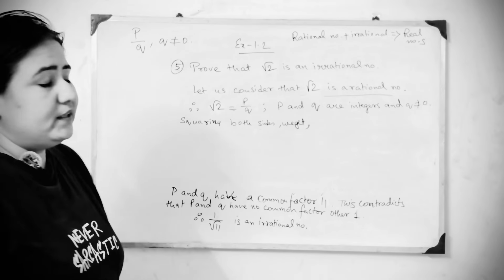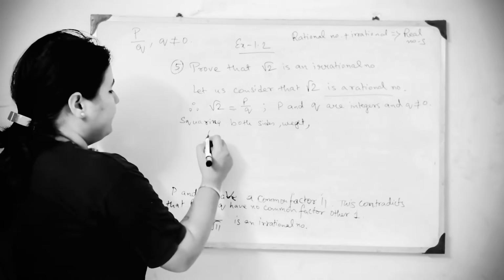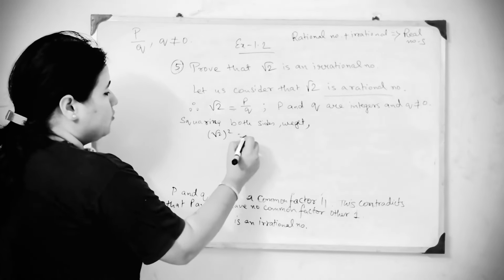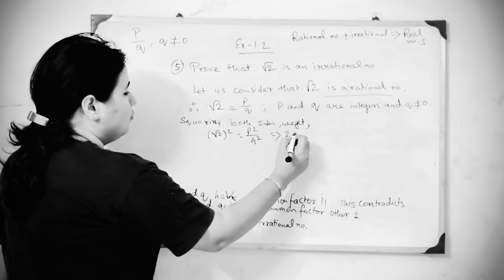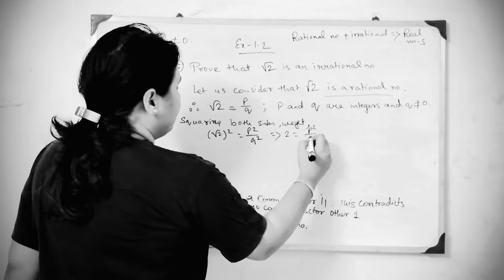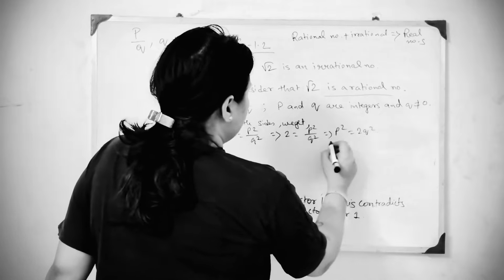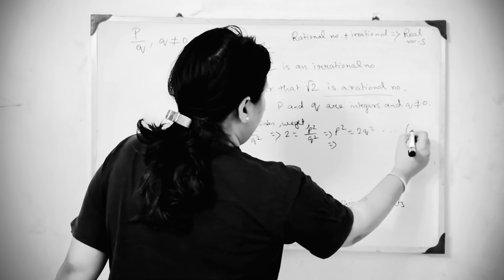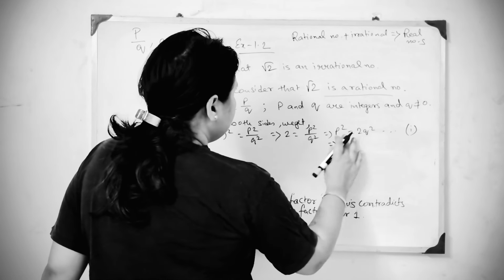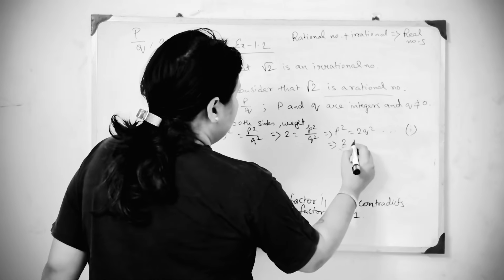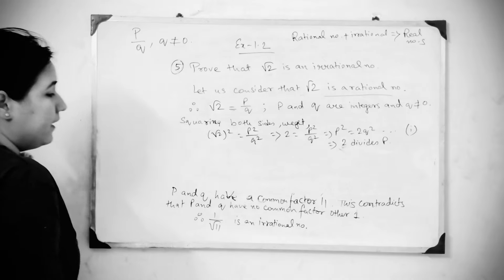Now what we are going to do, if you remember the third step, I said remove the square root. So for removing the square root, what we have to do is squaring both sides. So if we square both sides, we will get root 2 whole square equals p square by q square, or I can write 2 equals p square by q square, or p square equals 2q square. So from this equation I can conclude that 2 divides p, right?